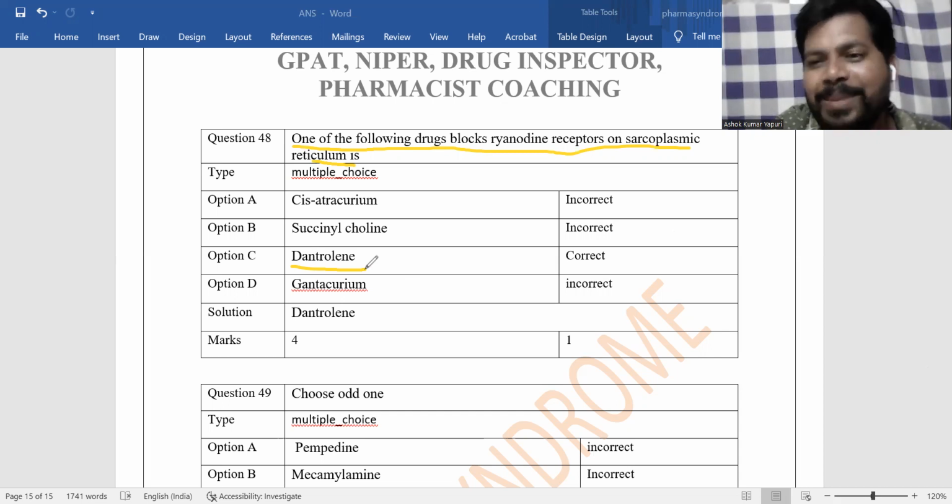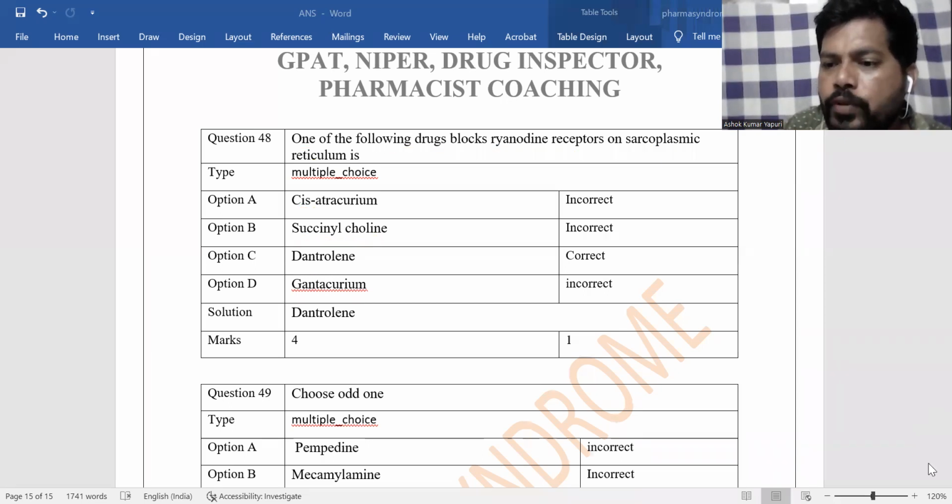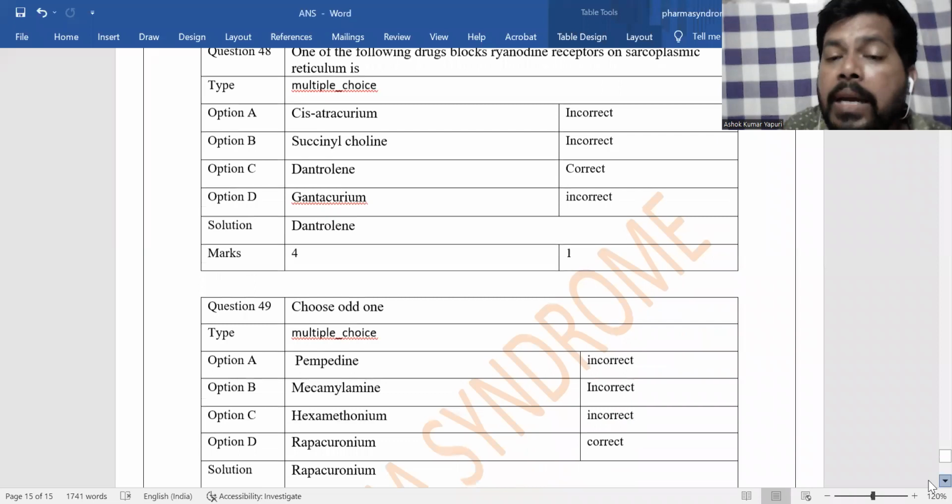from the skeletal muscle. Cisatracurium, the cis form of atracurium, is a peripherally active neuromuscular blocker, and succinylcholine is a depolarizing neuromuscular blocker, and gantacurium is also a competitive neuromuscular blocker. Dantrolene is used in the treatment of malignant hyperthermia, a condition of severely increased body temperature due to continuous release of calcium from the sarcoplasmic reticulum. This continuous release can be inhibited by blocking the ryanodine receptor using dantrolene. So dantrolene is the drug of choice for malignant hyperthermia.